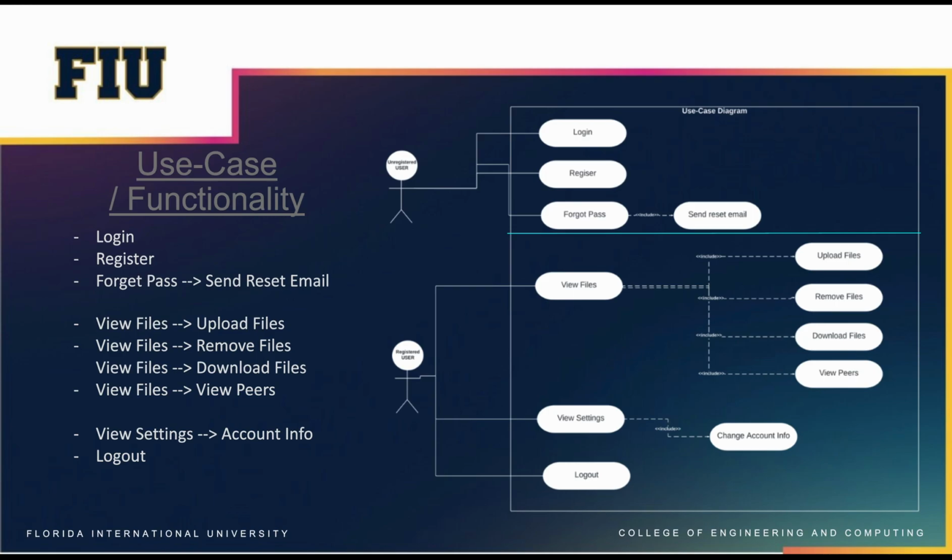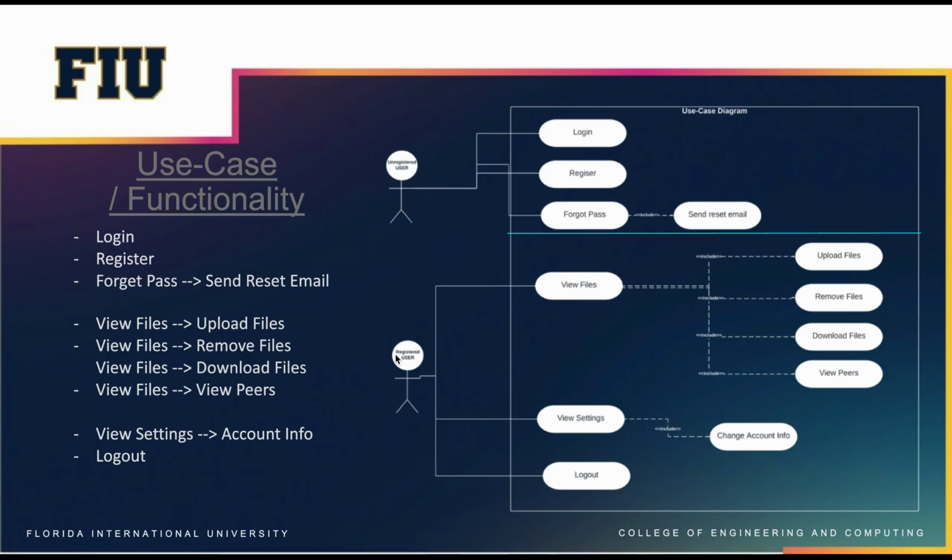So now into our use case diagram and functionality. This is a small, brief overview. We're going to go into a more detailed version of this, but just to show you guys, we have a login, we've got a register, and then of course, if you forget your password, you can send a reset email. This is for an unregistered user. So this whole top half would be unregistered users.